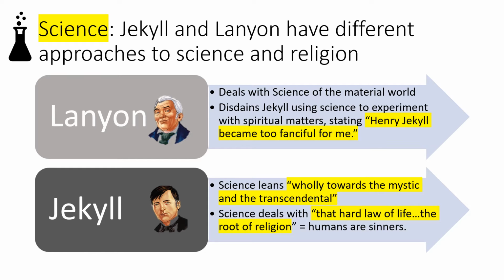Nice quotation to learn: the root of religion. The hard law, the kind of rock that Jekyll has come up against, is the fact that humans are sinners. They can't do anything right even if they try, basically. And Jekyll's found this all his life. He's tried to do things well, but he can't. And so instead of being a good person or trying a bit harder, he just decides that science is going to help him to solve this issue by becoming another person, by having this dual personality.